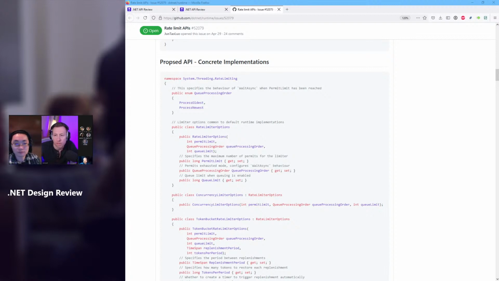Do we just not like the naming of this, or do we not like how it's called process, or what don't we like about the enum? Personally, I think queue processing order is a bit long, but I don't know if that's a big concern. Does it have to have the word queue in it?